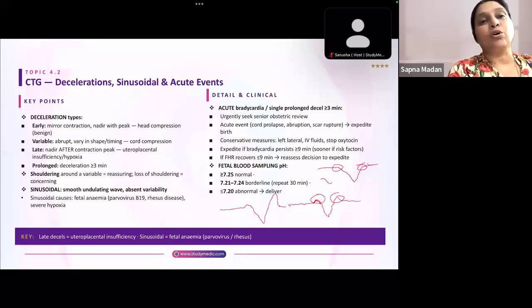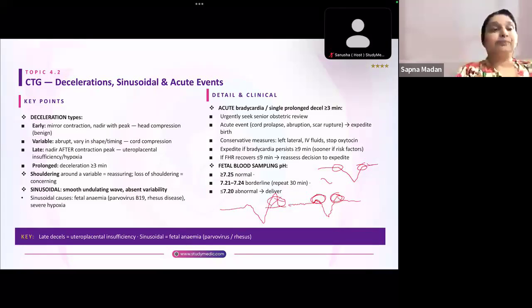Okay. If it happens like this, then this is also normal. So shouldering is just a little bit of rise of the fetal heart rate, maybe about 5 beats per minute. Okay. But overshooting is also considered abnormal. All right. Now, what is a sinusoidal pattern? Sinusoidal is a smooth undulating wave, and the variability is absent. We will come to this point again.